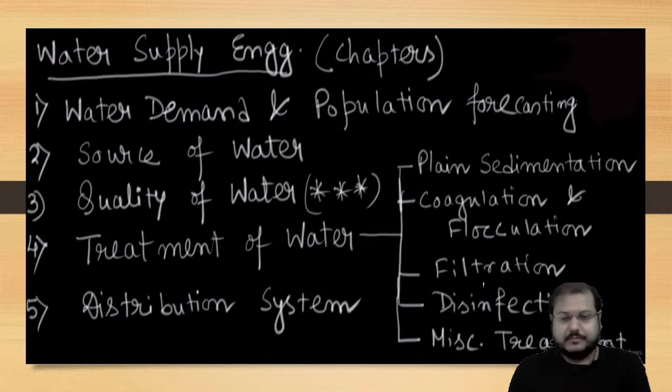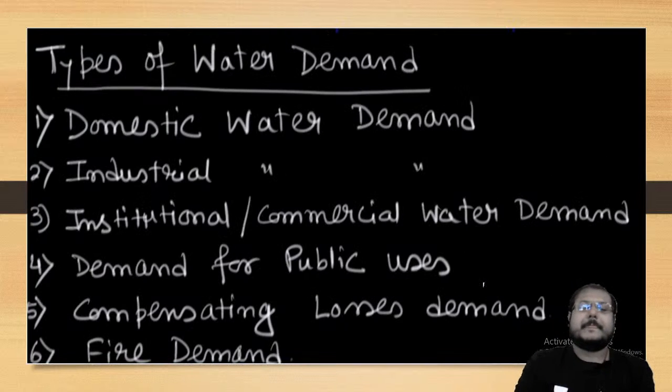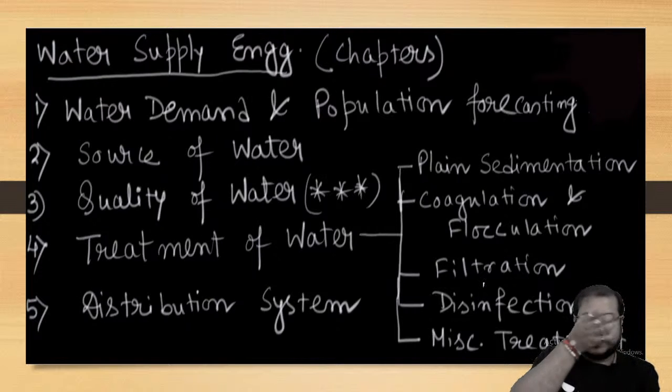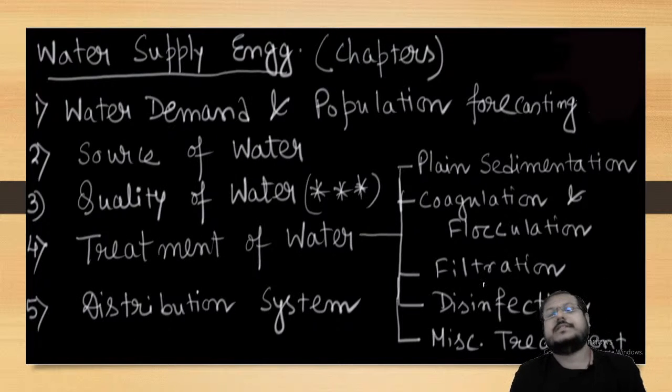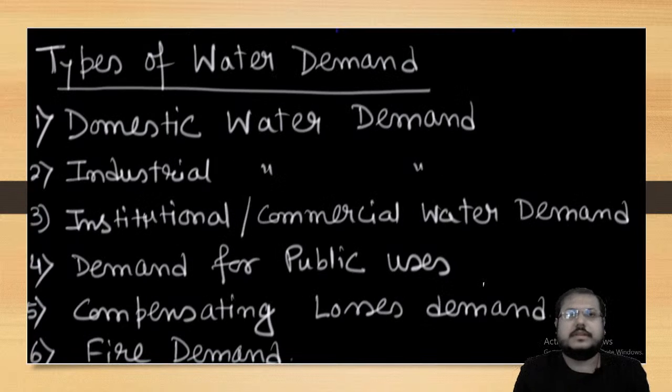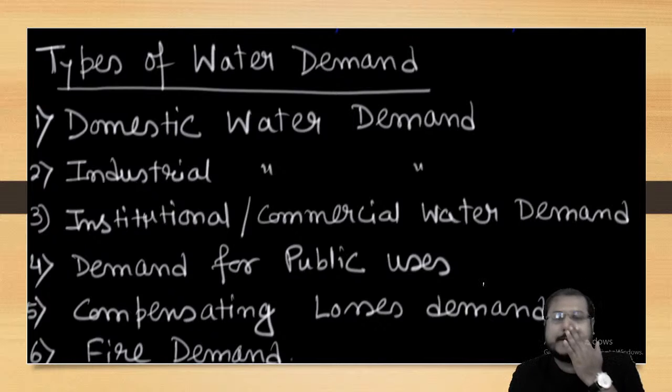Okay. Now, as we have started with the water demand and population forecasting segment, we are now going for the different types of water demand. First, we are entering the water demand part, which will give you the idea of how much water will be demanded by different segments or for different purposes of a community.